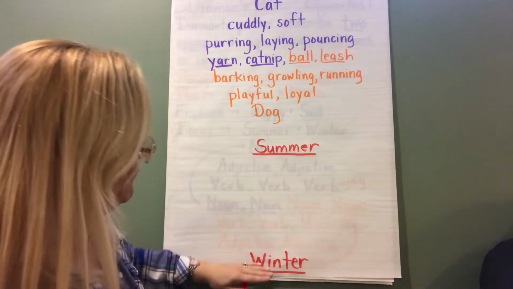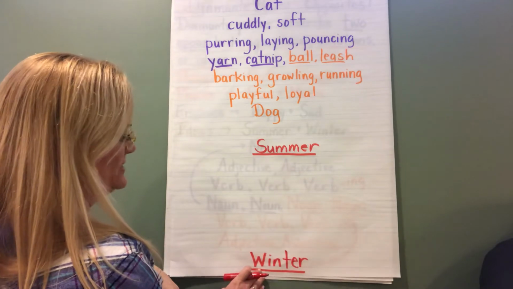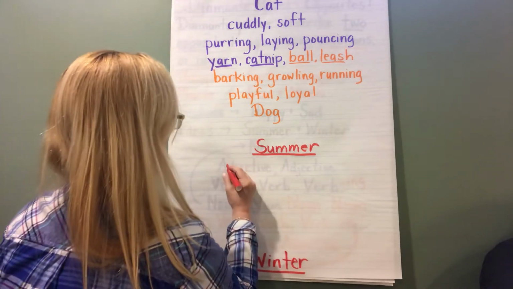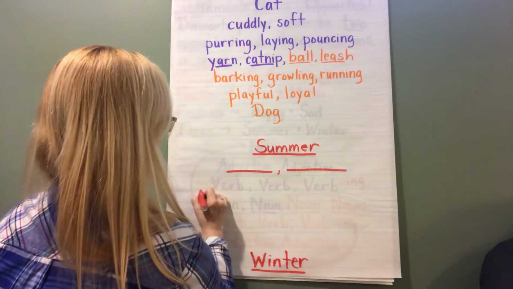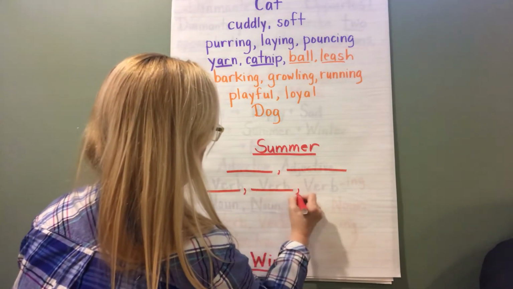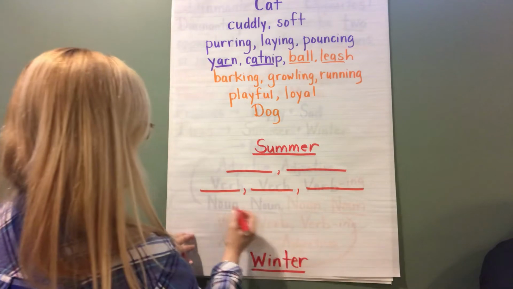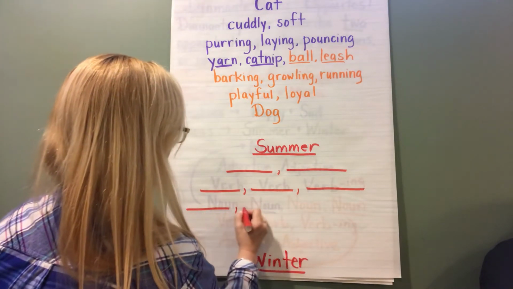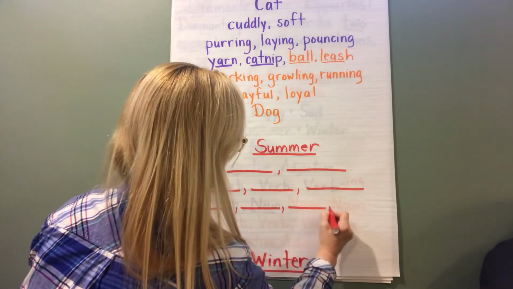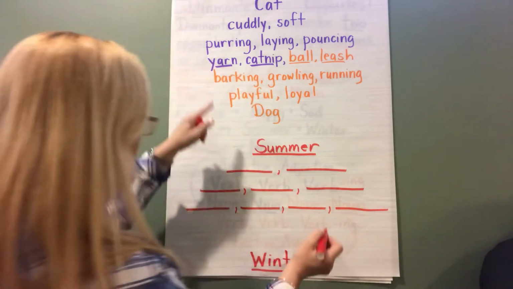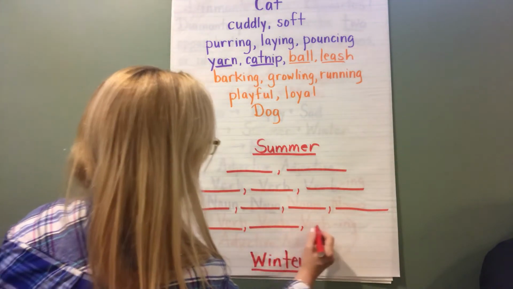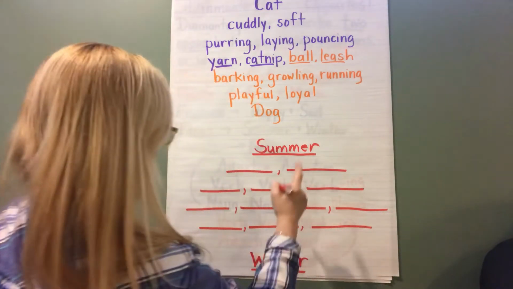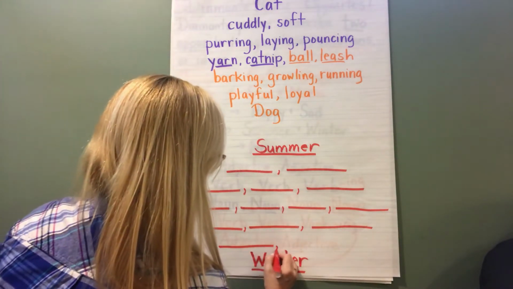To follow the formula, we have 1 word at the top, 1 word at the bottom. Then remember, we want 2 adjectives, 3 ing words. We want our 4 nouns in the middle. And then we're going to work backwards. So then we'll have 3 more ing words. And then 2 describing words.